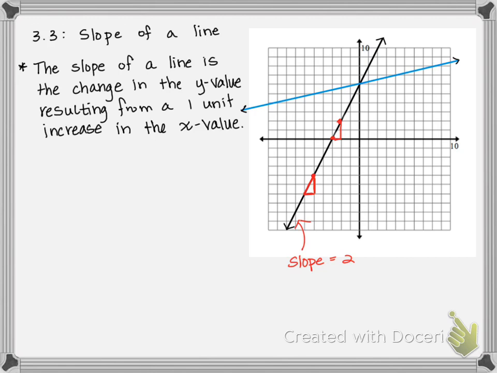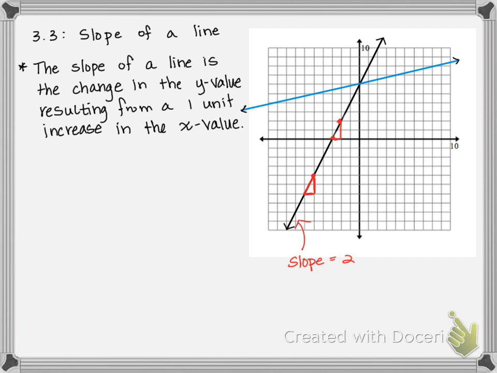We call the slope a unit rate because it tells us the change in one value corresponding to a 1 unit change in the other value. And because it's a ratio, we don't even have to just move 1 unit. We can simply take the change in y divided by the change in x to find that unit rate.